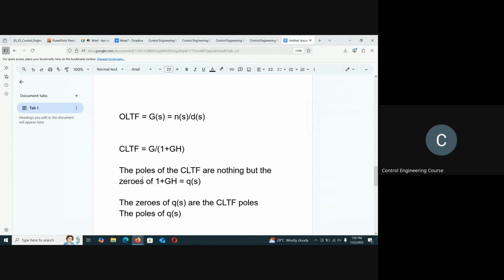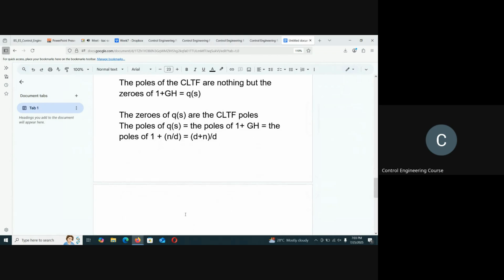Now let's see what the poles of Q(s) are. So 1 plus GH is Q, right? Assume GH is some numerator by denominator. So the poles of Q(s) are nothing but the poles of 1 plus GH, which is the poles of 1 plus N by D, which is D plus N by D. So what is the pole of this D plus N by D?